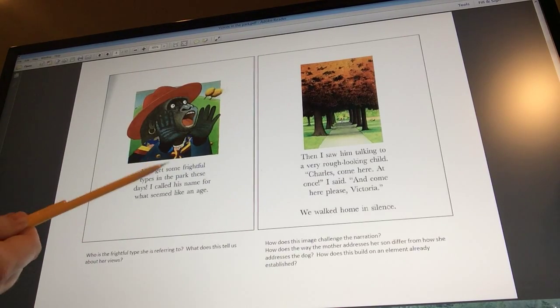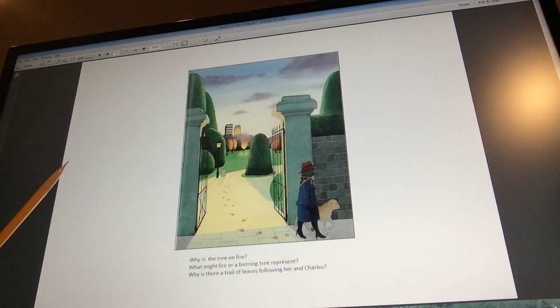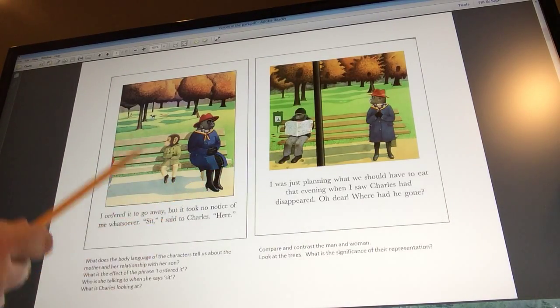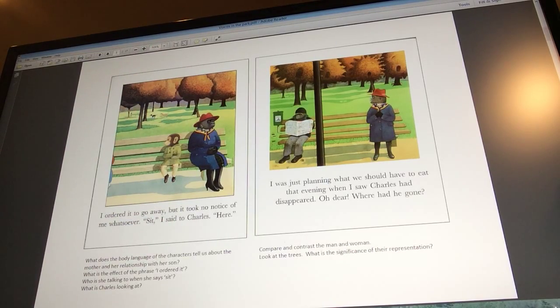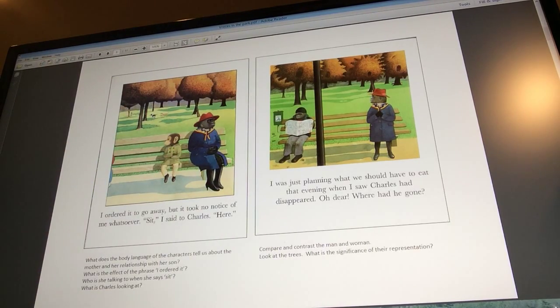Who is the frightful type? She refers to the frightful type in the park. The exclamation mark shows her shock and horror. Who's the frightful type? Here's the frightful type. So the connotative language is very important here because it tells us how she views this person. He doesn't look overly frightful, and certainly having met him in the second voice, we understand him better than she does, perhaps.